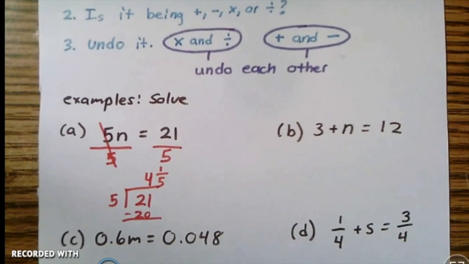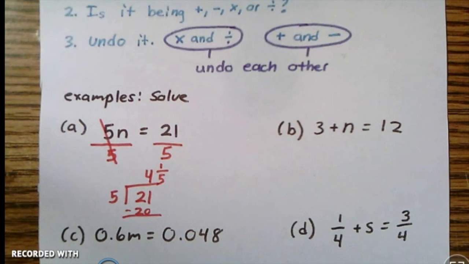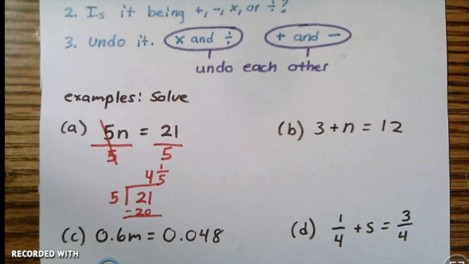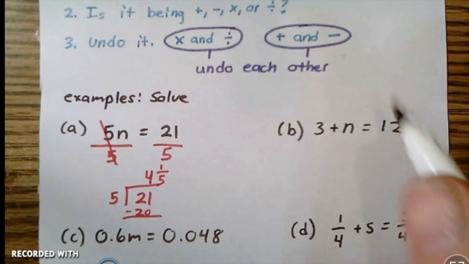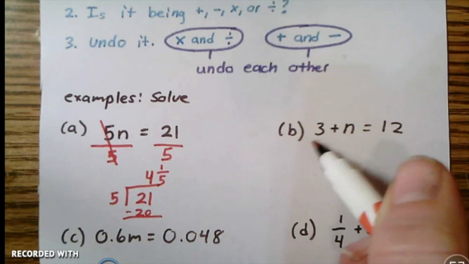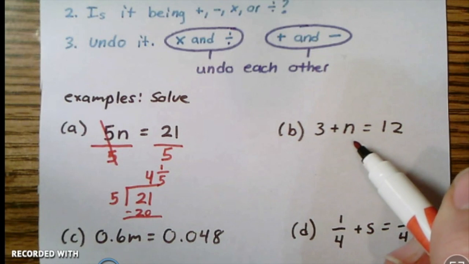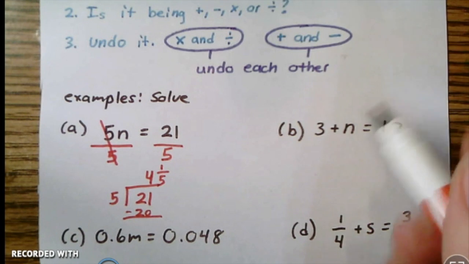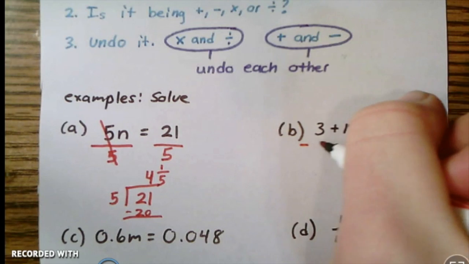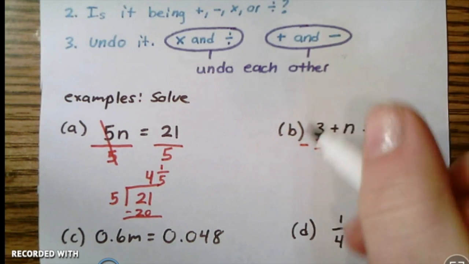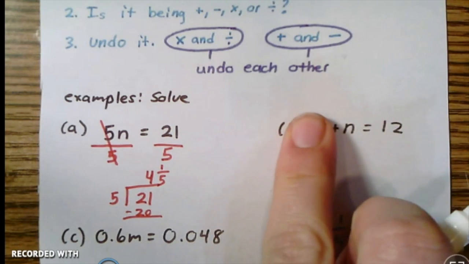Okay, let's try B. 3 plus n equals 12. First, find my variable. It's n. Then I'm going to see what's happening to it. Right now, it's being added. How do I undo addition? I subtract. So I'm going to subtract the 3. I want to get rid of this 3, so only n is left.